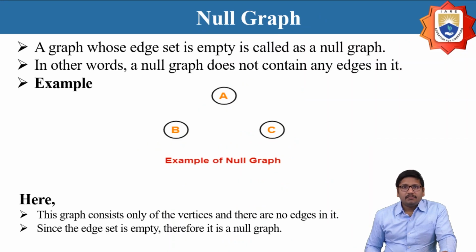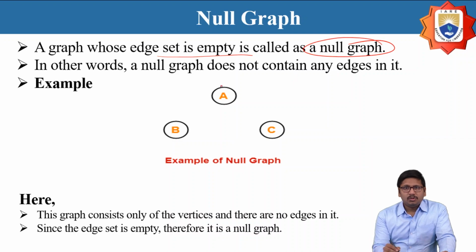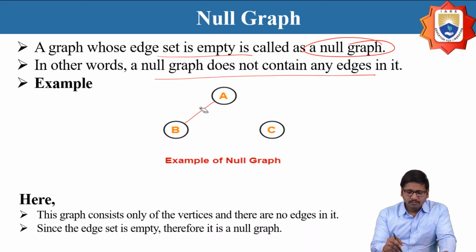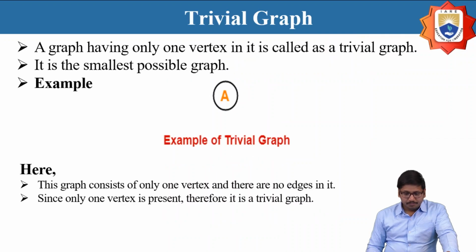So what is the null graph here? A graph whose edge set is empty is called a null graph. In other words, a null graph does not contain any edges in it. That means this is the graph where it does not contain any kind of edges between the vertices. The graph consists of the vertices and there are no edges in it. That should be a null graph.